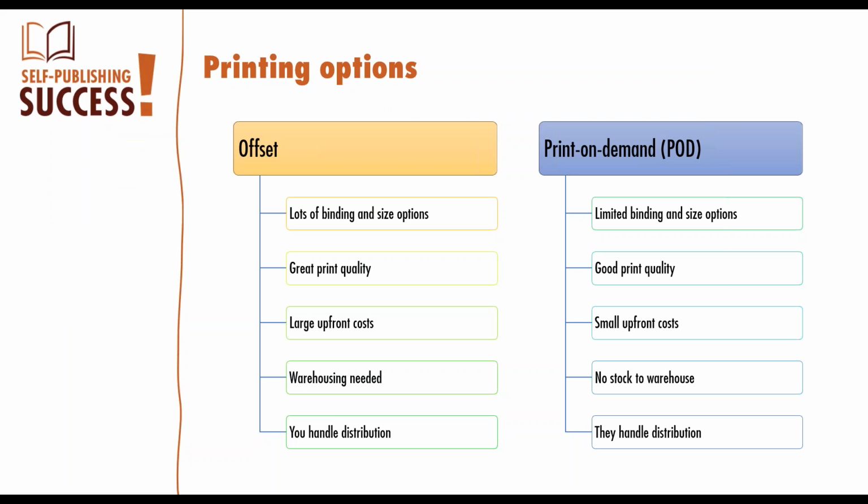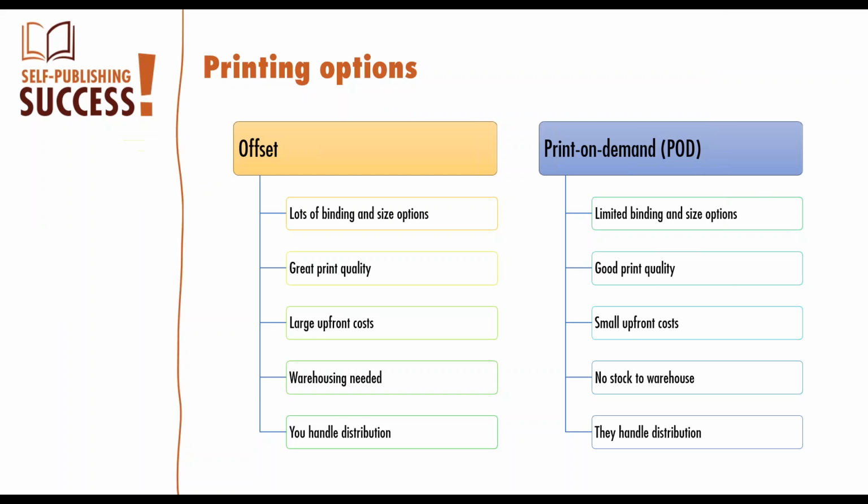With offset, you have all those books. Great, but how do you sell them? How do you get them up on Amazon? You're stuck with that problem. With print on demand, there are a couple of options we're going to look at where they also act as your distributor. They will get that book listed in the distribution channels for you. So print on demand is usually the choice that self-publishing authors are going to choose.